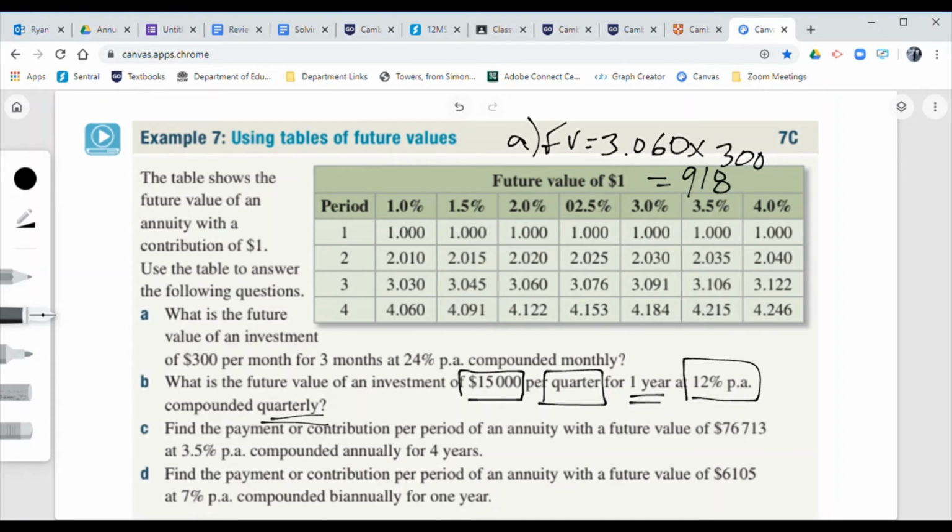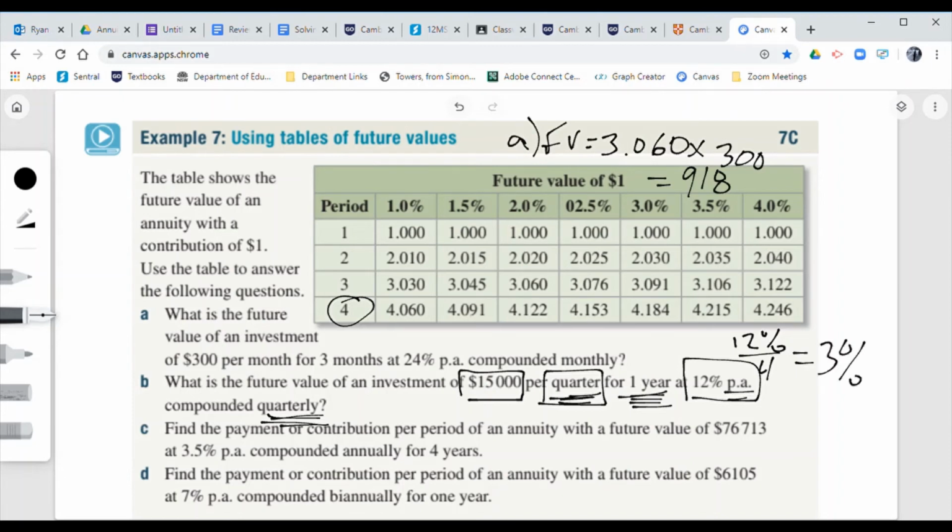So number one, an investment of $15,000 per quarter, and there are 4 quarters in a year, and they're doing it over 1 year, so our period would be 4, because we're doing it per quarter, or 4 times. The next thing, at 12% per annum, so 12% again, not seen anywhere up top, so it's a good hint that you have to do some more. That's 12% per annum, but we're compounding quarterly, so 12% divided by the 4 quarters is equal to 3%.